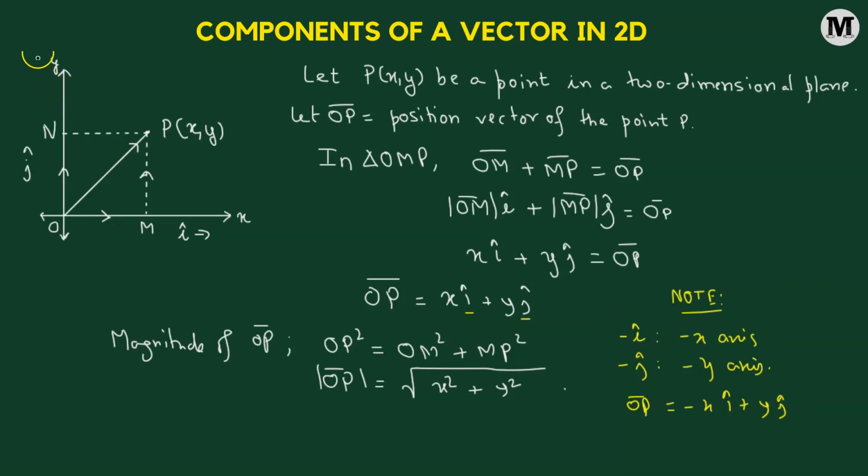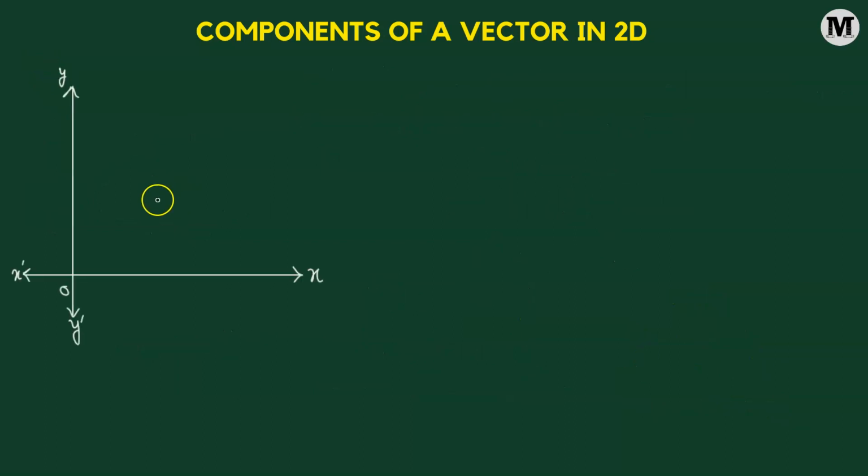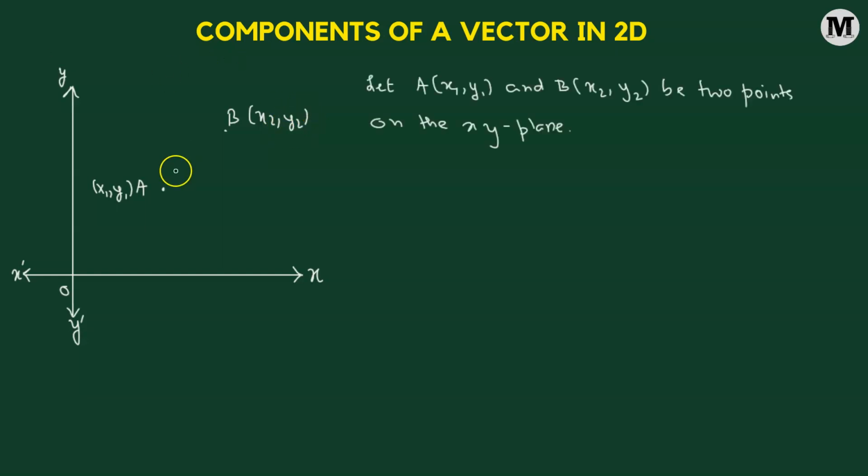Okay, now let's move on to the next case. Now let's consider 2 points, point A and point B. Point A, let's say, has the coordinates x1, y1, and point B has the coordinates x2, y2. Now, we'll be joining point A and B with the help of a directed line segment going from A to B. Our goal will be to define the vector AB.